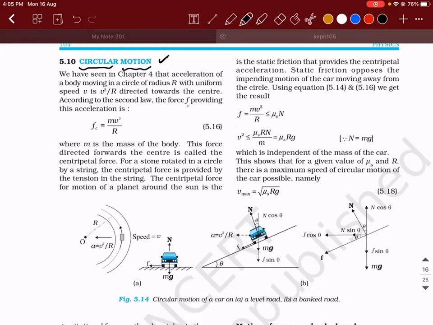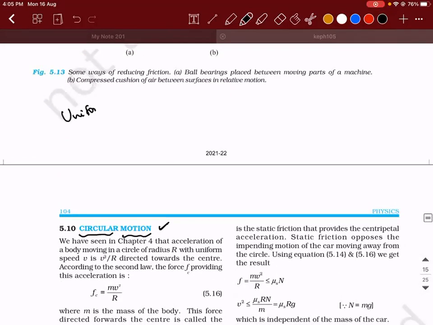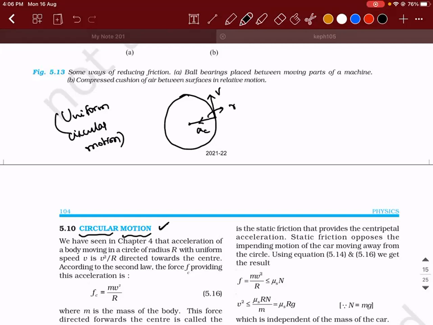Let me put the question like this. In the previous chapter, we learned something called uniform circular motion, right? In uniform circular motion, what was our main concept of discussion? We discussed that an object revolving with a constant speed will always have an acceleration towards the center, called the radial or centripetal acceleration. And what is the value of it? It was v square divided by r, where r is the radius of the circular track. V is the speed of the particle at any given instant. Right? This is what we learned.